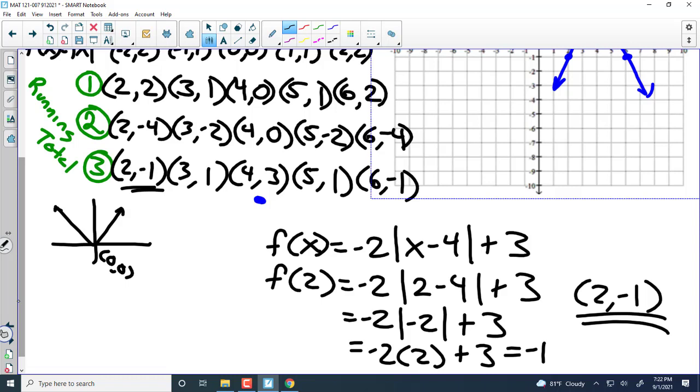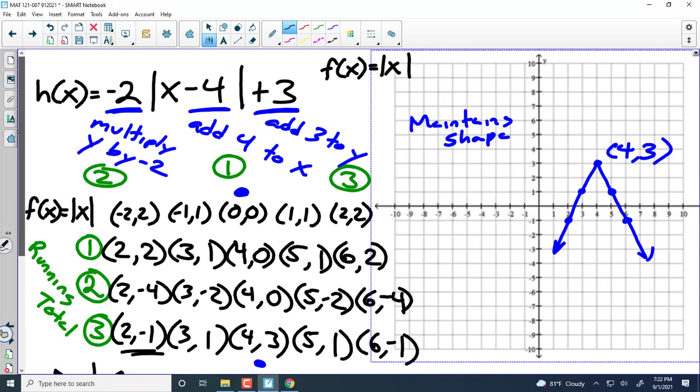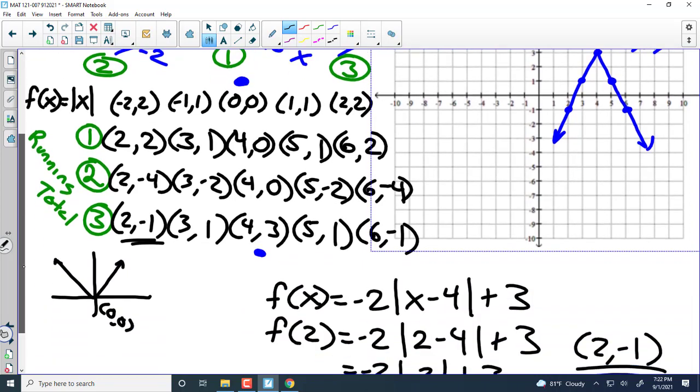This is how we transform a graph, everyone. In case anyone is curious, you can actually see what's happened here. It looks like it's been reflected. It's flipped over. It looks like it's been stretched. It's narrower than it usually is. It sure has been shifted to the right 4 and up 3. Everything's happened. It's awesome.